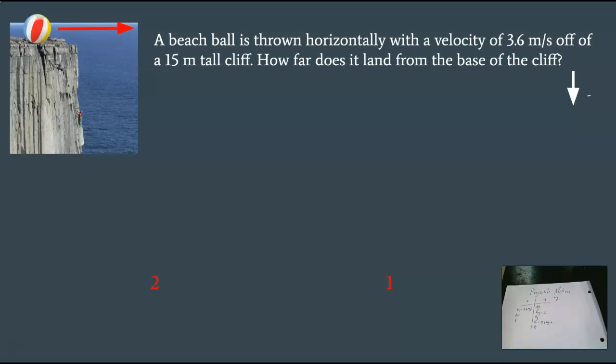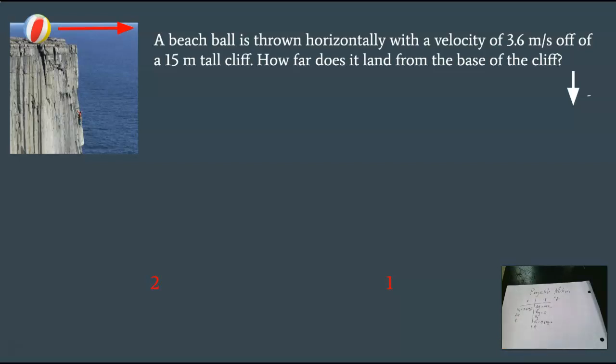I'm falling from a 15-meter tall cliff, and so my displacement is going to be 15 meters. I'm going down, right? If I put my finger on the start, I'm falling down, so my displacement is going to be negative 15. And then, woohoo, I have 3 things on the y side. And so I can use my equations there to solve for what I need to solve for.